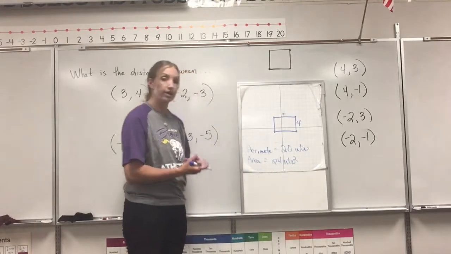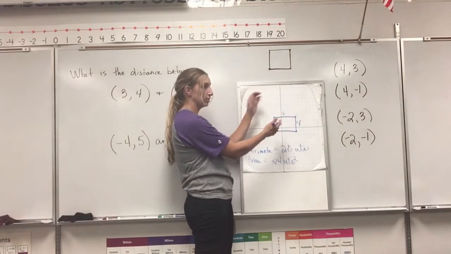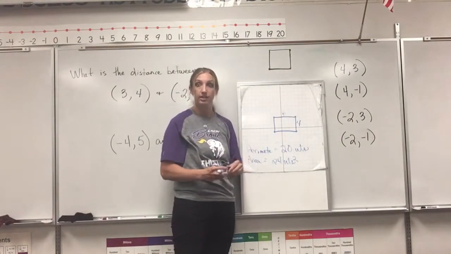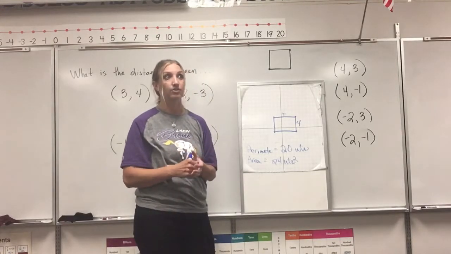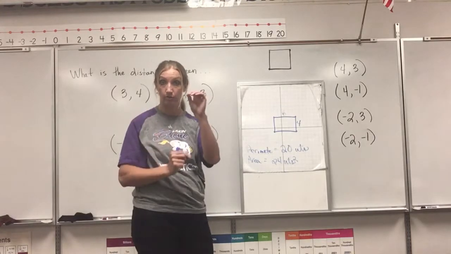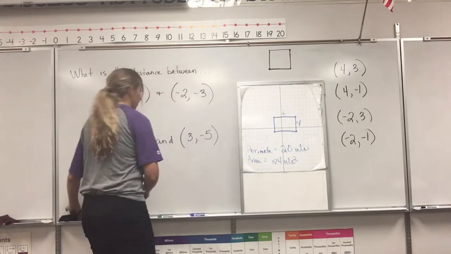Okay. So counting the distance, what the length and width of that rectangle was on a perfectly horizontal line or a perfectly vertical line, that's pretty doable. Today, the big point is that we're going to have to find the distance between 2 points that maybe aren't perfectly horizontal or perfectly vertical. So clear your board off, and here we go again.